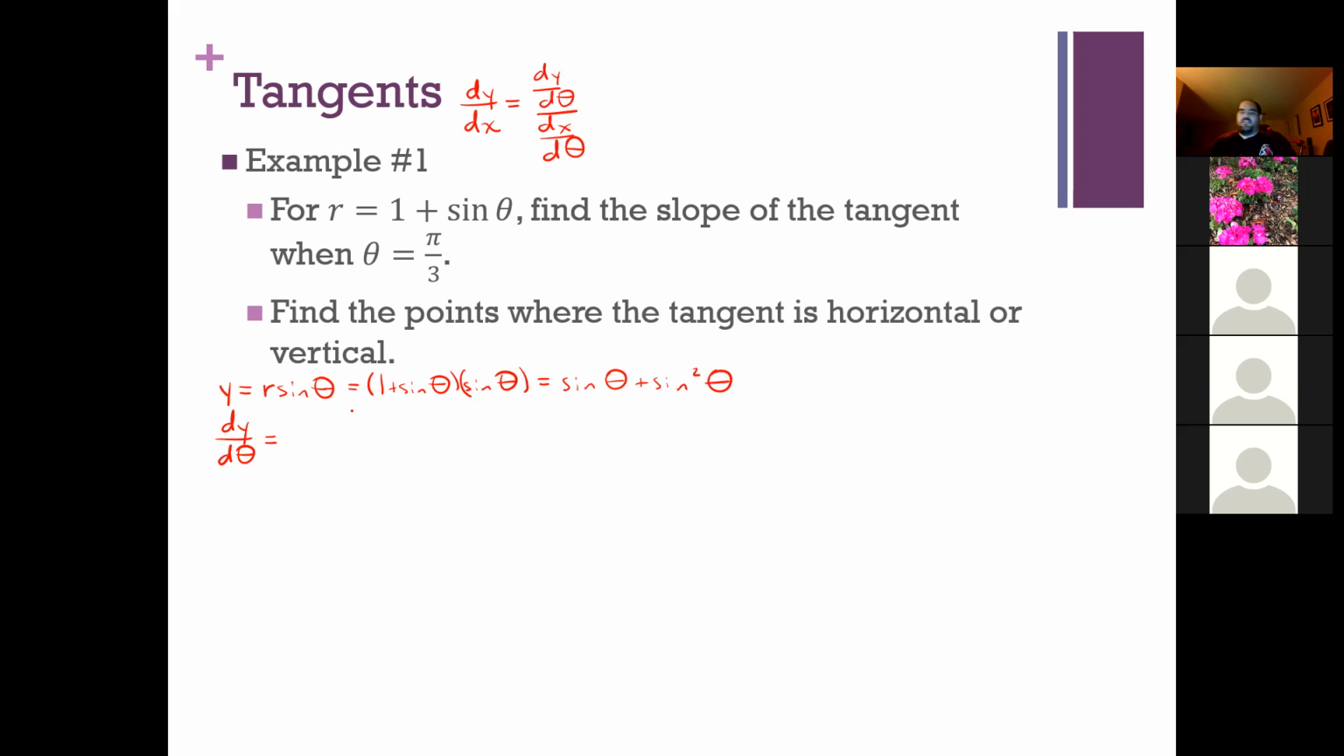So I have y, which is a function of theta, so I should be able to take a derivative of y with respect to theta. So what is this derivative? Definitely would not hurt to polish up on our differentiation rules, because they can get a little complicated. What's the derivative of sine theta plus sine squared theta?